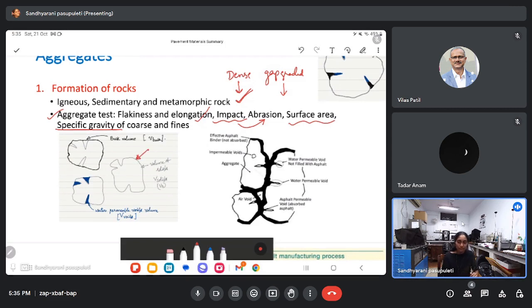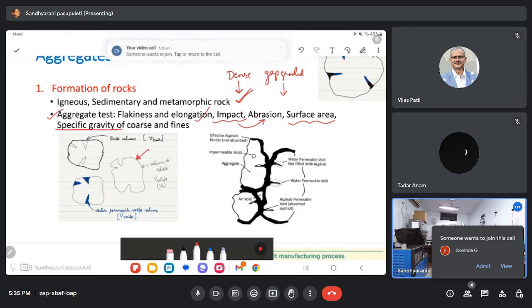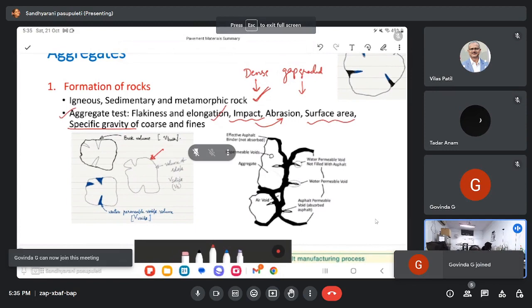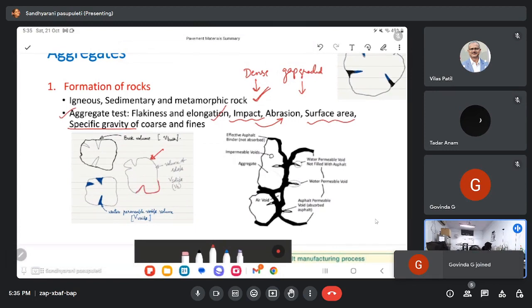If somebody asks what is the volume of the aggregate, we need to measure these boundaries to calculate the volume. But this is not a regular shape. So in those cases, nobody would be able to measure the volume of that. Then how do we actually calculate its volume?